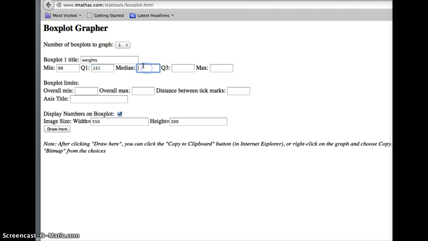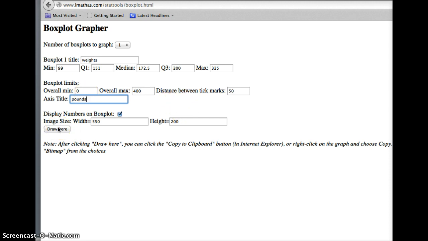The median of this was 172.5. Q3, the 75th percentile, was 200. And the maximum was 325. Now, to get a decent graph, we want to start with a reasonable minimum, and I would say 0 is probably okay. Maximum is 400. Distance between the tick marks, maybe 50. Not that it's terribly important. What we're measuring here is pounds, and those numbers I assume are okay.